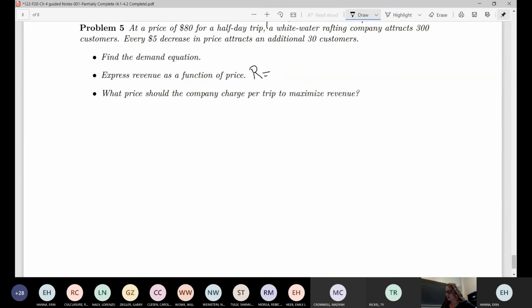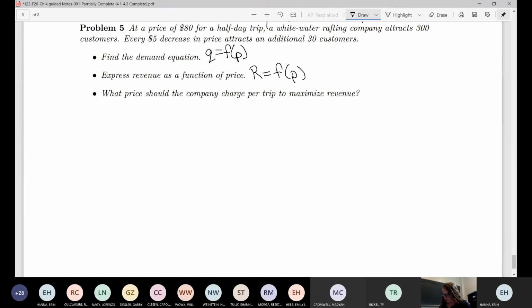Now, because eventually I want revenue as a function of price, so R equals f of P, let me go ahead and find demand as a function of price as well. With demand, remember, you get to choose if they don't tell you which way to do it. But since they're going to want revenue as a function of price, let's make our lives a tiny bit easier and also do demand as a function of price so that we don't have to change it over before we find revenue.